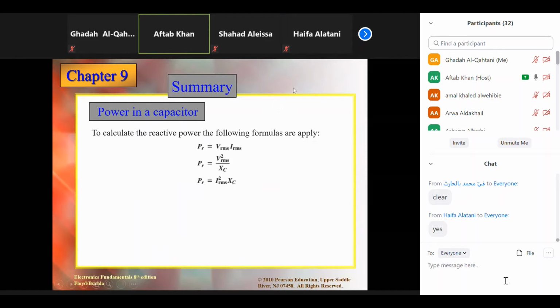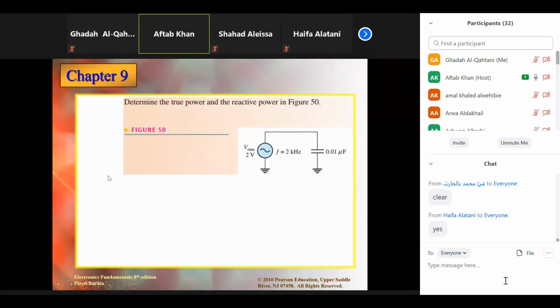You will see this one. These are the formulas, simple. To calculate the reactive power, the formula is P_r = V_rms times I_rms, or P_r = V_rms squared over X_C. We will not use C, we will use the reactive equivalent of resistance, X_C. This is the formula. Or P_r = I_rms squared times X_C. So this will give you the power, and VAR, volt ampere reactive, is the unit of the power.